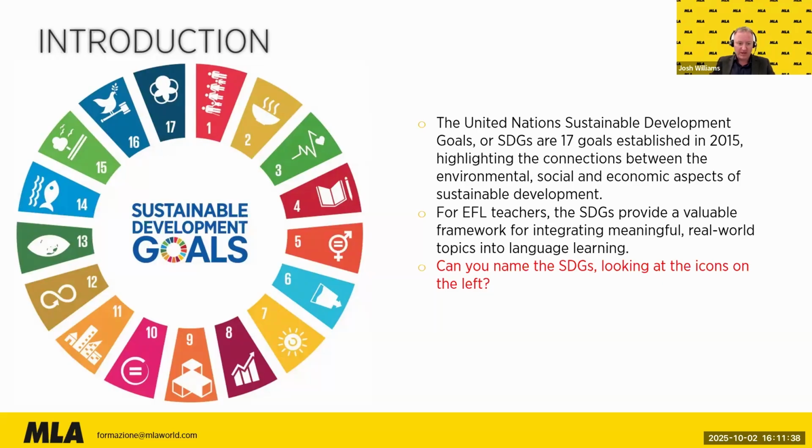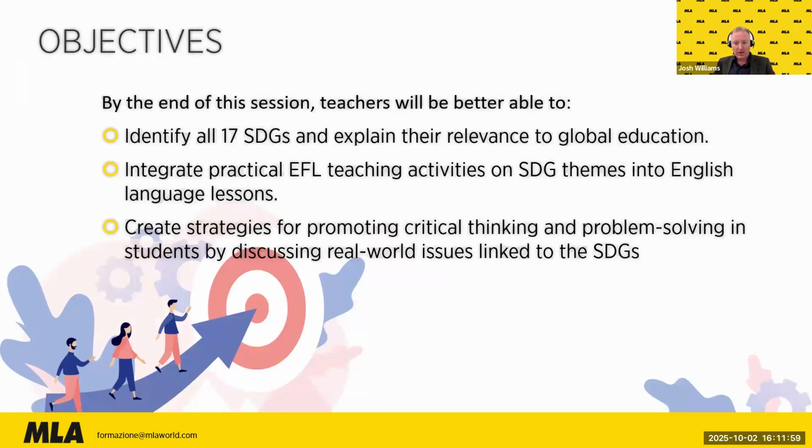We'll keep proceeding anyway. By the way, these are goals that were established. They were hoping to have them all reached by 2030. So there is another 5 years to go, but as we'll see, some of them are going a bit better than others. I'll hand over to Ruth to tell us about the objectives.